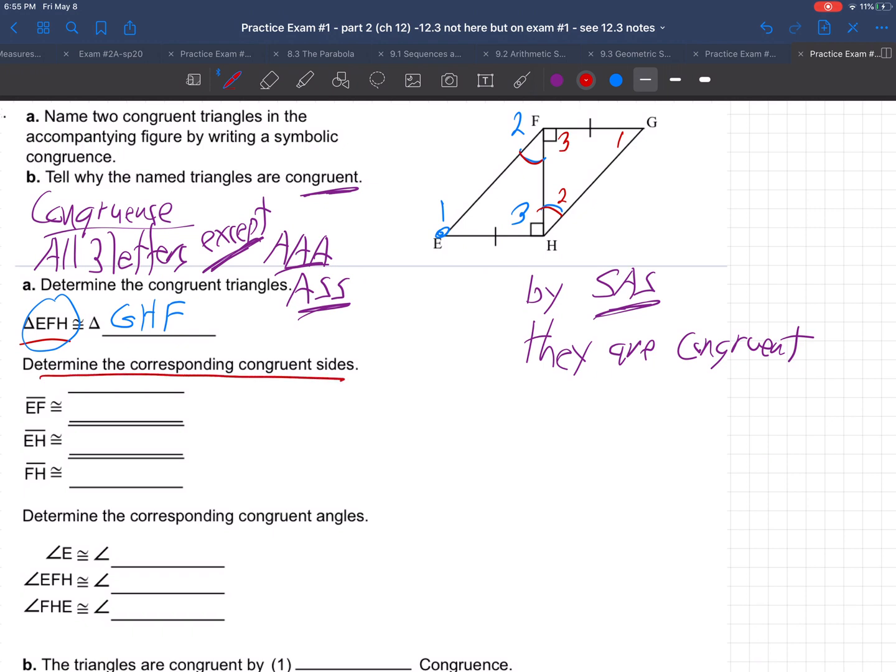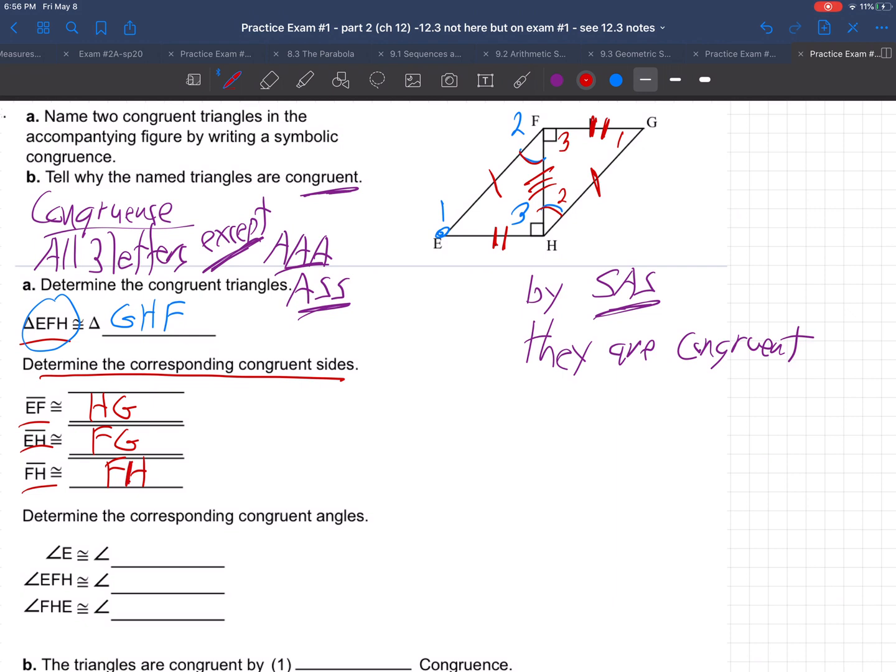Determine the corresponding congruent sides. So EF, over here, is congruent to which side? Well, this one, HG or GH. It doesn't matter what order. For a side, it doesn't matter which way you say a side. EH, so where's EH? Down here has got to be the same as this one up here, FG. Right? And FH, this one in the center, it's got to be the same as itself. FH.